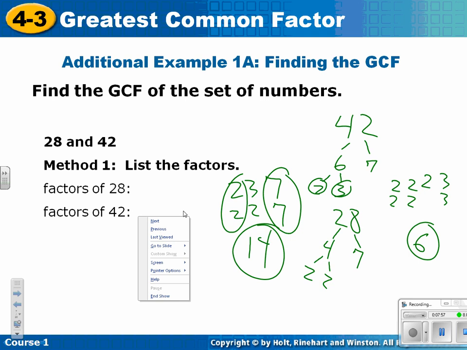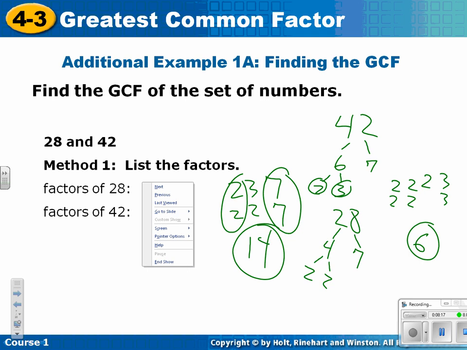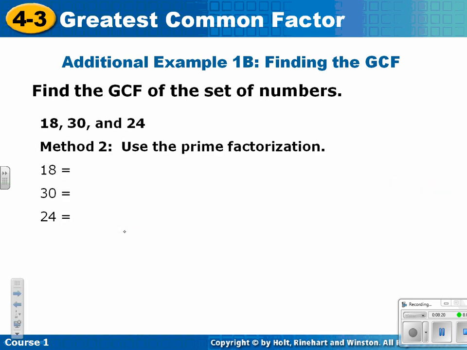Okay? You guys did your list, right? And you got 14 right here. Is 14 the greatest common factor? Based on what I just showed you before, is 14 the greatest common factor? Yes. We're going to race again. We're going to do a 3 this time. 18, 30, and 24.